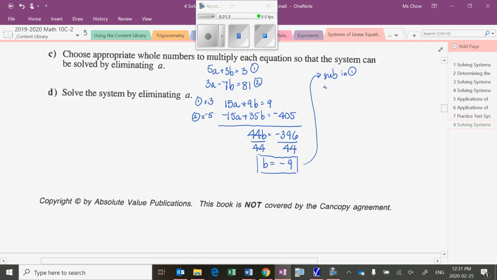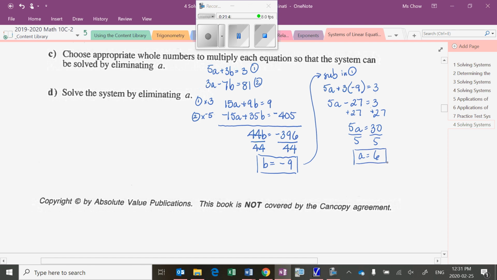So then we've got 5a plus 3b, so 3 times negative 9 equals 3, or 5a minus 27 equals 3. Add 27 to both sides, so then 5a equals 30. Divide both sides by 5, and a is equal to 6.